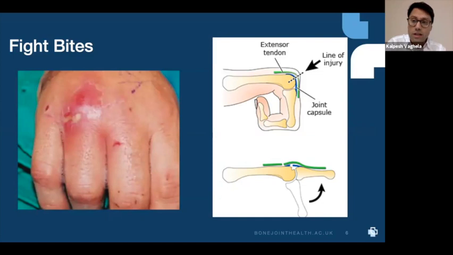And generally the teaching is that you don't repair structures within the context of an infection. So if you do see an extensor tendon, it's super tempting to put a few Prolene sutures in there, but really do try and avoid that, because that'll be another nidus of infection which will continue that.